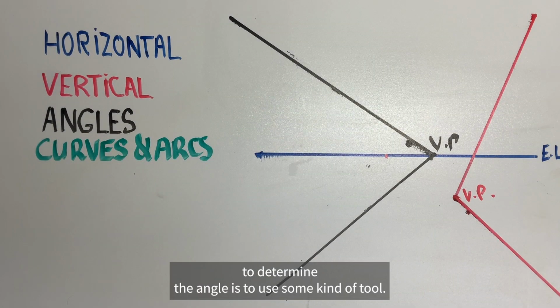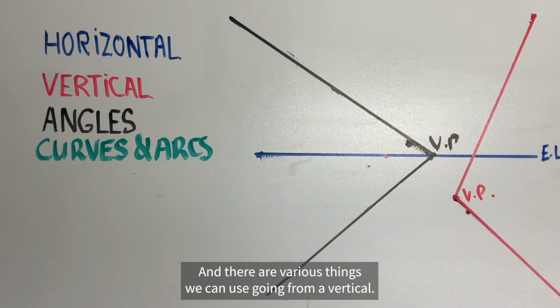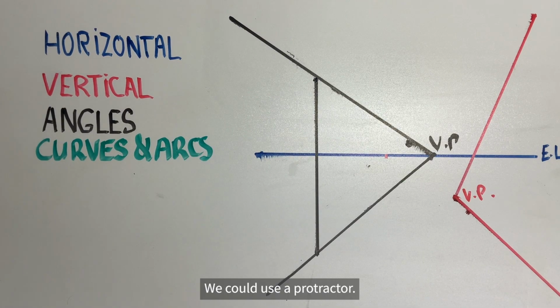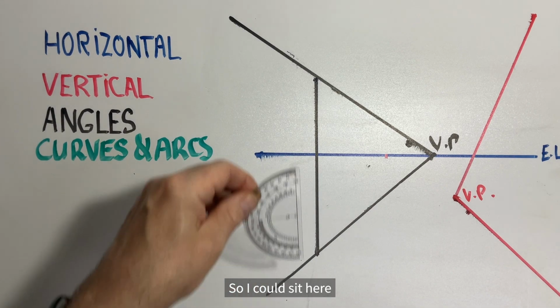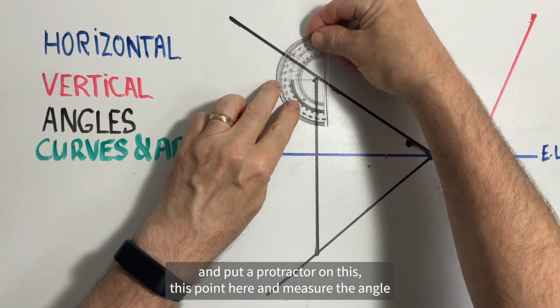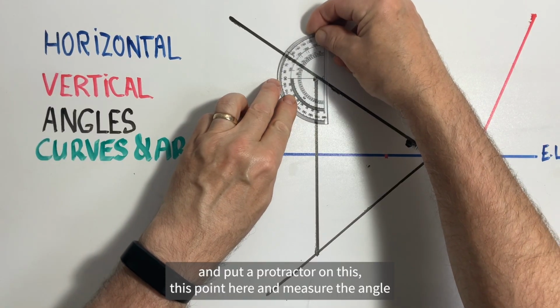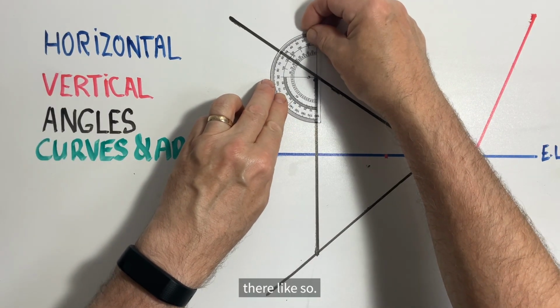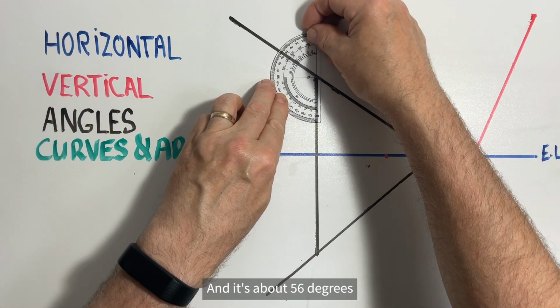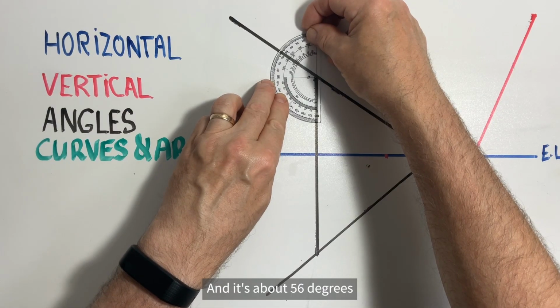The best way to determine the angle is to use some kind of tool, and there are various things we can use. Going from a vertical, we could use a protractor. So I could sit here and put a protractor on this point here and measure the angle there, like so, and it's about 56 degrees, something like that.